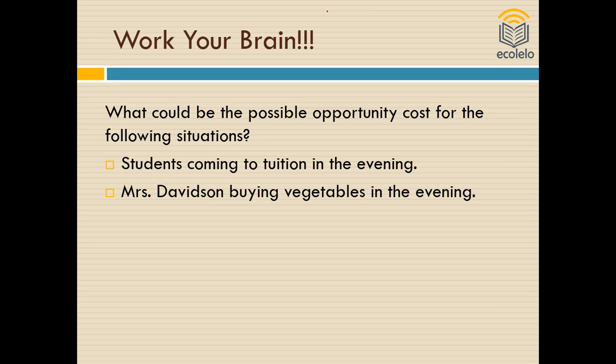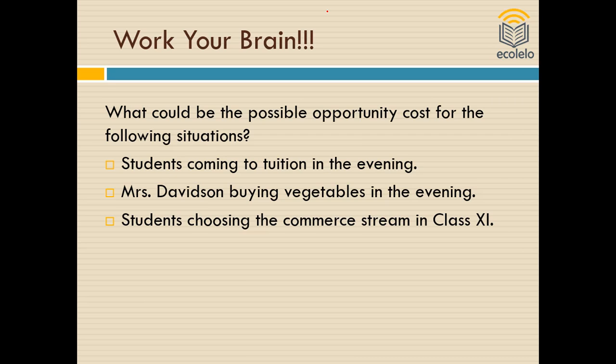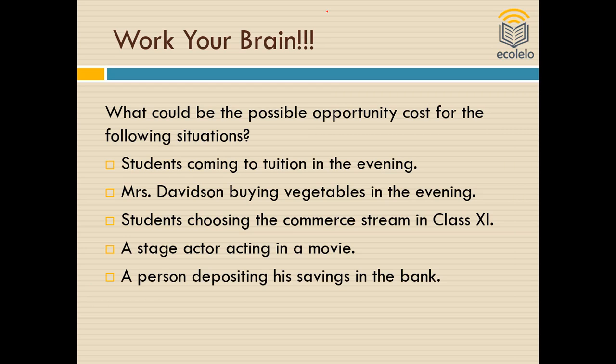Mrs. Davidson buying vegetables in the evening. Instead of buying these vegetables, she could have been watching TV at home. Students choosing the commerce stream in class 11. Instead of this, they could have chosen science. A stage actor acting in a movie. Now, he's a stage actor, so instead of acting in a movie, he could have done theater. A person depositing his savings in the bank. Instead of depositing your money in the bank, you could have invested it in shares, bonds, mutual funds, etc.